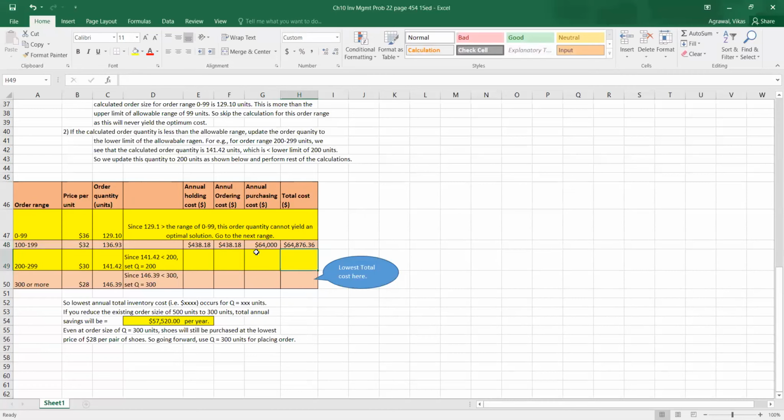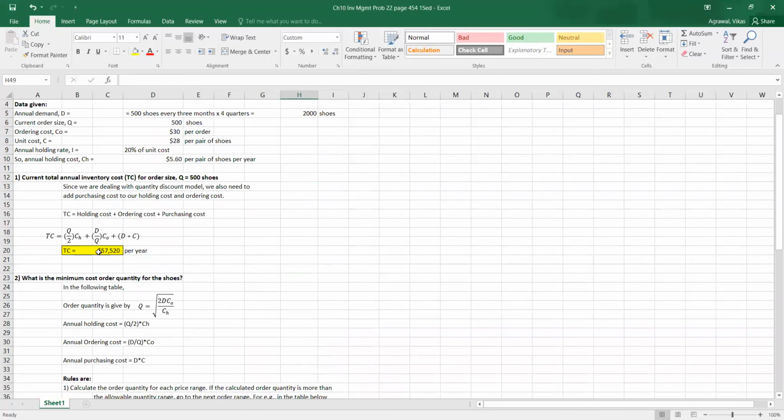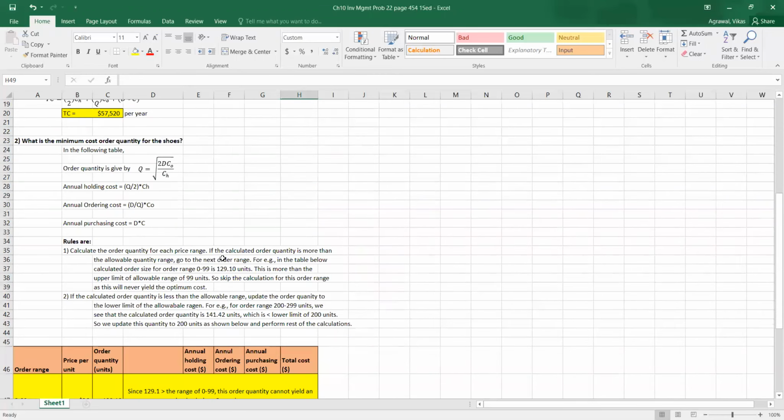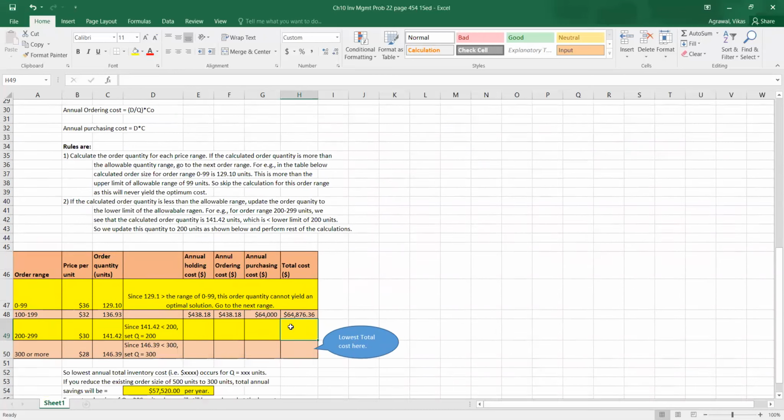Okay, so if you order anywhere between 100 to 189, your order quantity should be 136.9, almost 137 units. That's what you must be placing an order for, and your unit price will be 32, and your total inventory management cost will be 64,876. Your current is lesser than that, 57,000. So this is not an optimal solution, because currently you're paying lower than that. So let's go to the next one.